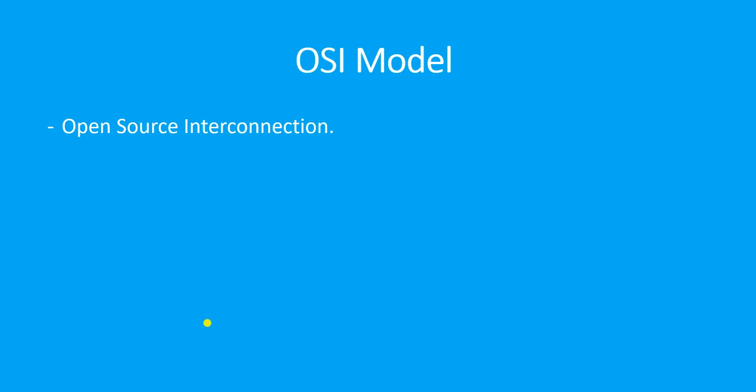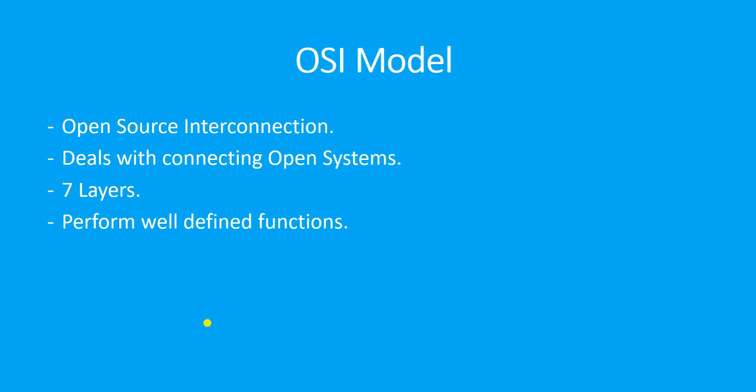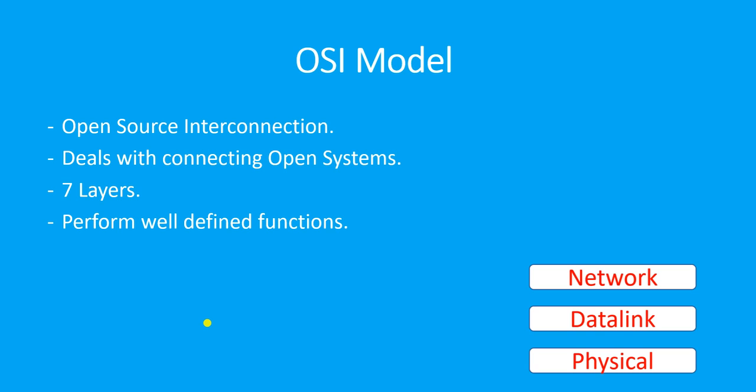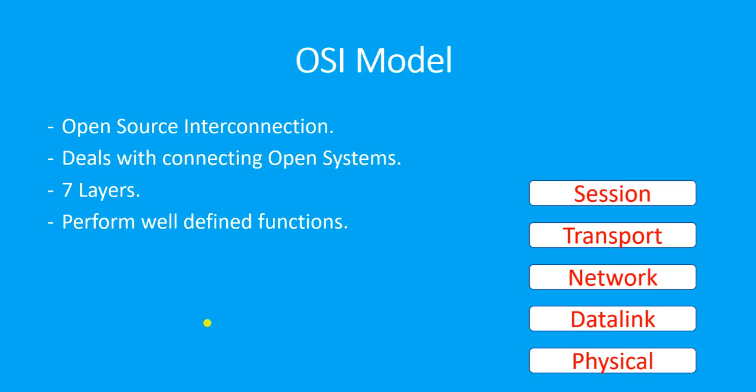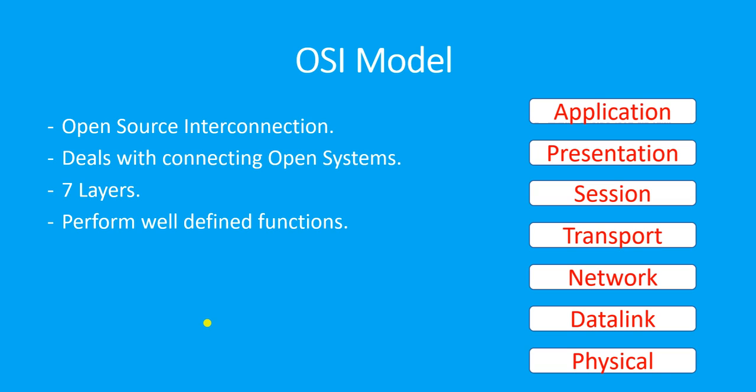OSI means Open Systems Interconnection, which is used to connect different host devices, that is open systems. It consists of 7 layers which are used to perform well defined functionalities. The layers are physical layer, data link layer, network layer, transport, session, presentation, and application layer. Coming to each layer individually, you can understand the differences between each layer of the OSI model.